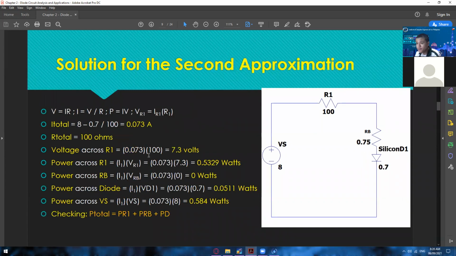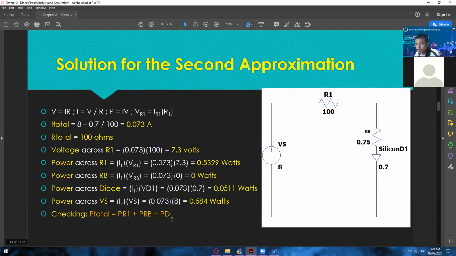Okay, so here is the solution for the second approximation. We have 8 minus 0.7, and then we now have a current of 0.073. The R total is still the same, but we now have a different voltage across R1. We now only have 7.3, because of course 8 minus 0.7 is 7.3. And then we now have a different power across R1. The power across RB is still the same. The power across the diode is now also different, and so is the power across VS.